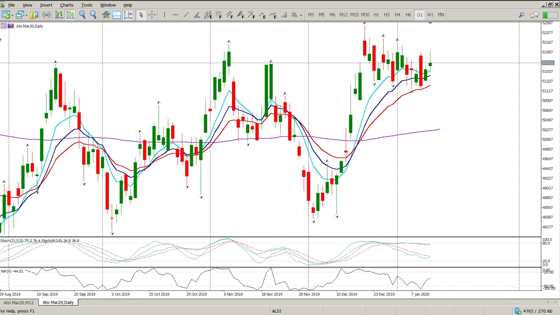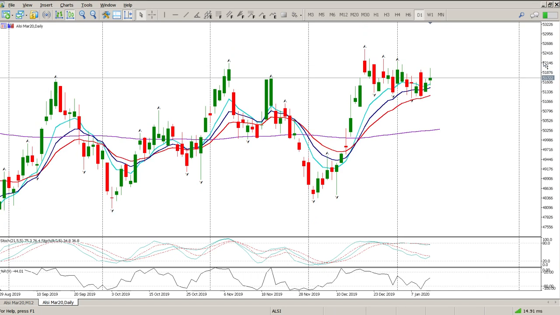So yesterday was pretty much a non-event. Nothing much happened, but I think the one thing that did happen was we managed to break above this trend line, and that trend line is the top of my flag. We managed to break above it before closing below it.